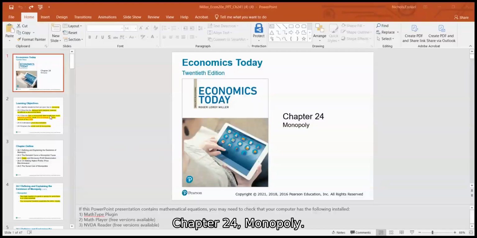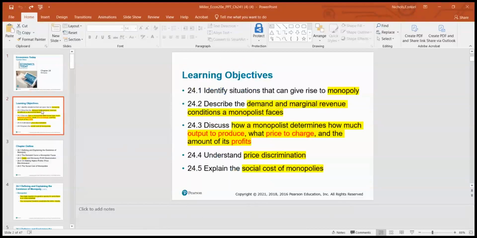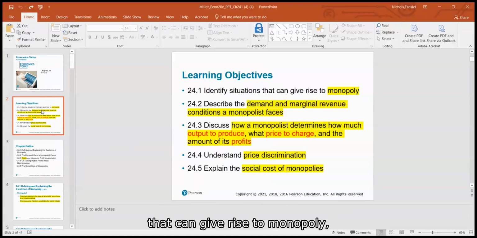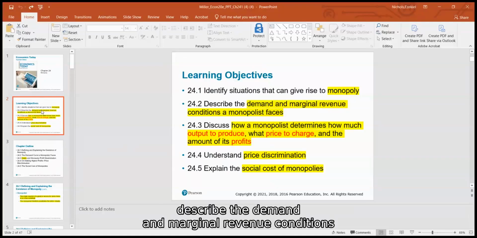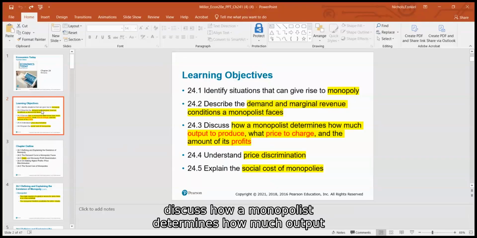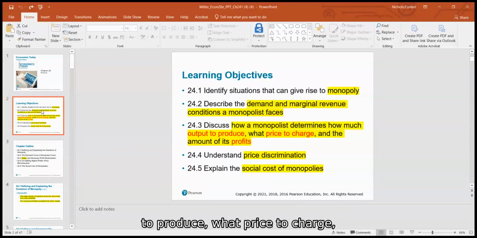Chapter 24, Monopoly. Okay, in this chapter, we're going to identify situations that can give rise to monopoly, describe the demand and marginal revenue conditions a monopolist faces, discuss how a monopolist determines how much output to produce, what price to charge, and the amount of its profits, understand price discrimination, and explain the social cost of monopolies.